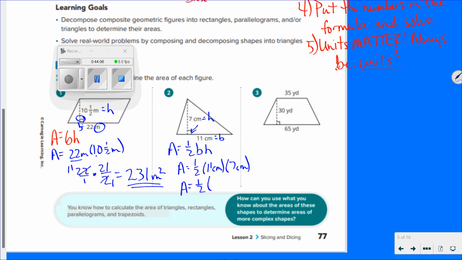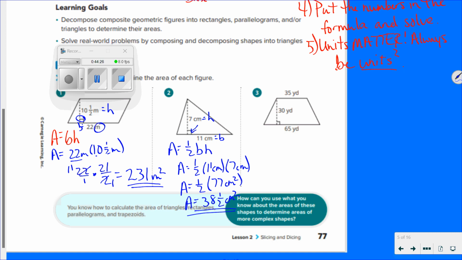So now it's 1/2 times 77. Half of 77: half of 7 is 3 with 1 left over. Half of 17 is 8. Gets me to 38 with 1 left over. Centimeters squared. See how easy this can be, guys?